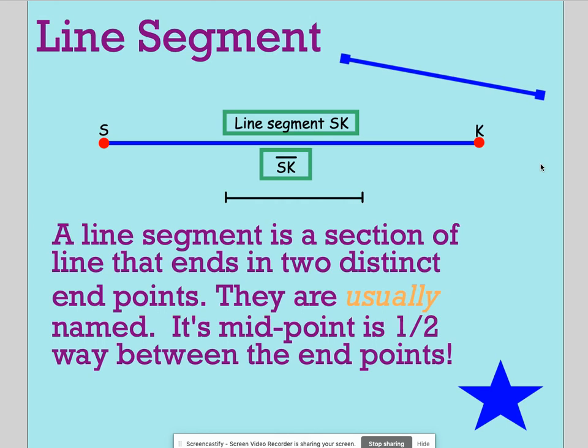The next figure that we're going to discuss is a line segment. A line segment is a section of line that ends in 2 distinct endpoints. They are usually named. It also has a midpoint. Its midpoint is halfway between the endpoints. So I'm going to look at this line segment in the middle here. I have a point at this left end, point S, and I have a point at the right end, point K. The reason that we have points at the very terminal end of the segment is because that's where it stops. The word segment means a short section of something.